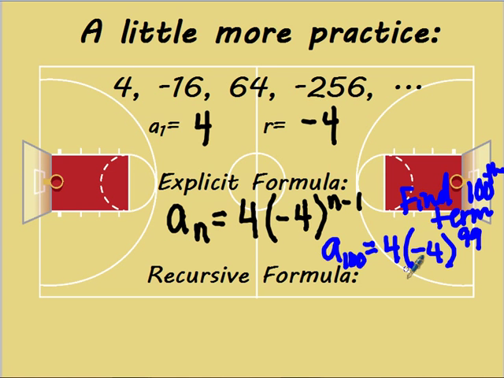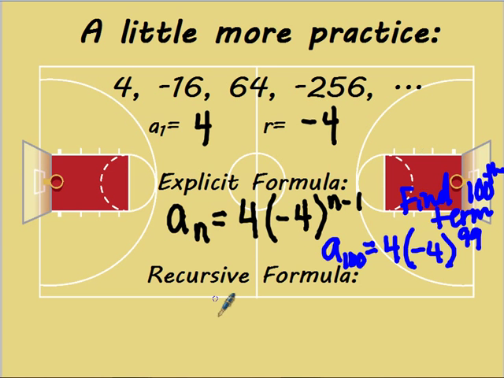And I would get a number that has about 61 digits in it. So I'm not going to take the time to write it down right now, but it's going to be a very large number. When I ask you to use an explicit formula, I'll say something like find the 20th term so that it's not quite so large.